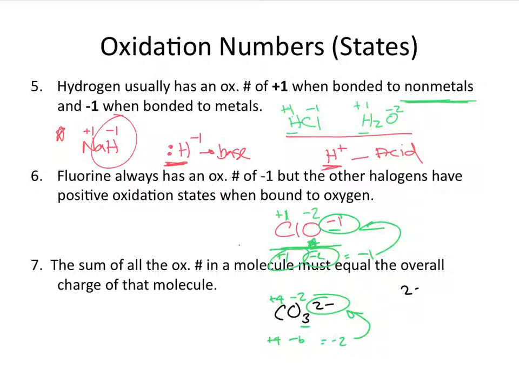Now, if there is no charge on the molecule, if it's neutral, let's look at H2O, which is a neutral molecule. The oxidation number of oxygen here is -2. Each of these hydrogens has a +1 oxidation number, so -2 + 2. Because there are 2 hydrogens, each with a +1 oxidation number, that gives us an overall charge of 0, which matches the overall charge of the molecule of water.